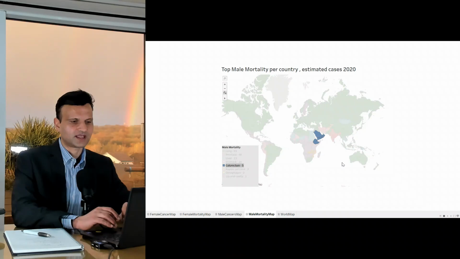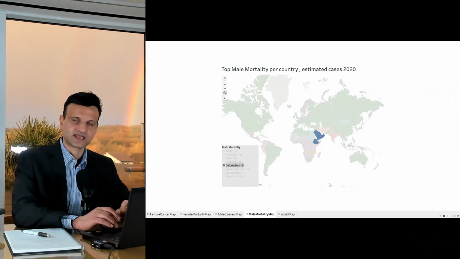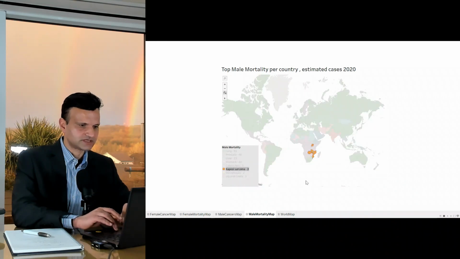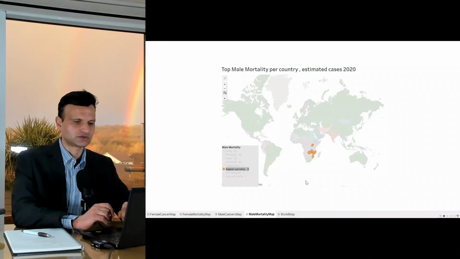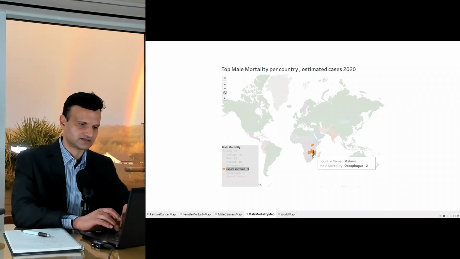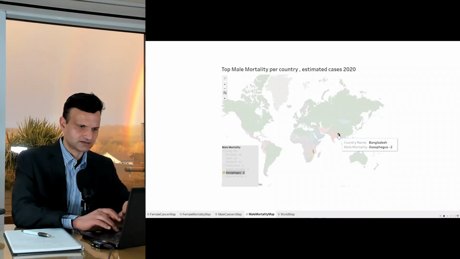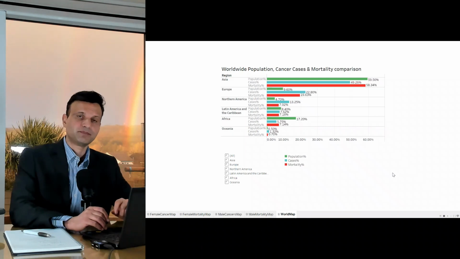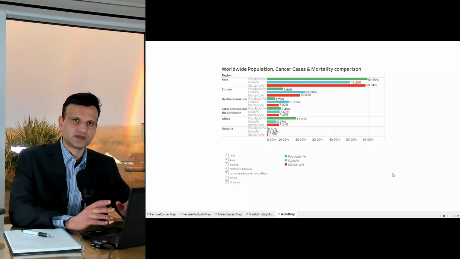Then colorectal cancer, again the biggest cases and mortality in male patients are in the Middle East, as we can see here. Then Kaposi sarcoma cases and also mortality are both highest in African countries, as you can see, Malawi, Zambia. Then esophagus cancer, one country in Africa, that is Malawi, and in Asia is Bangladesh. That concludes that.